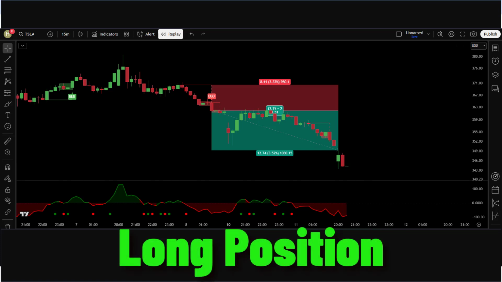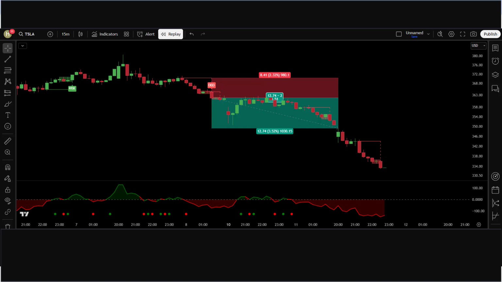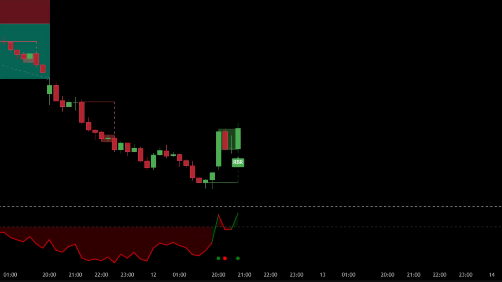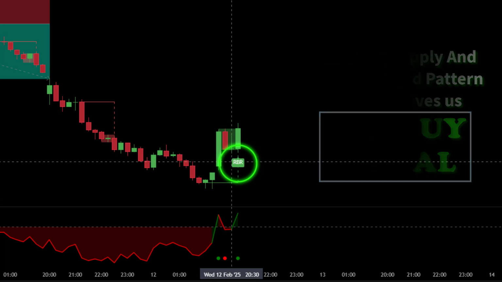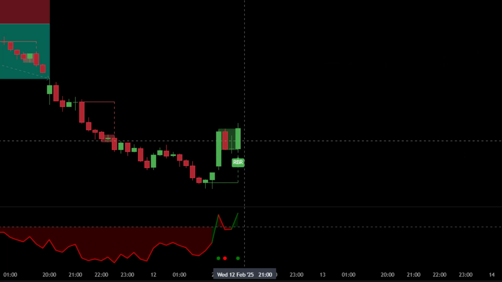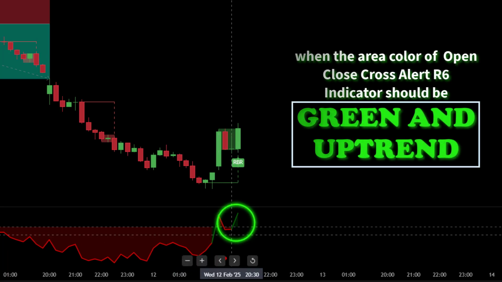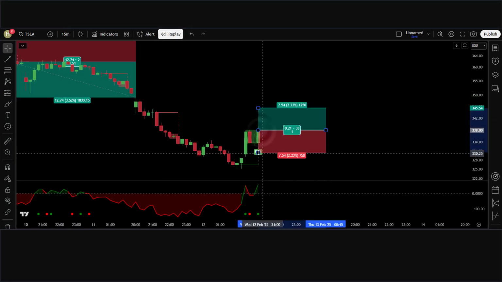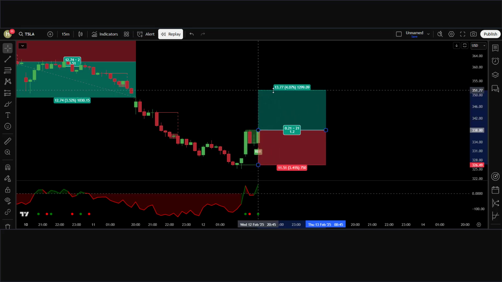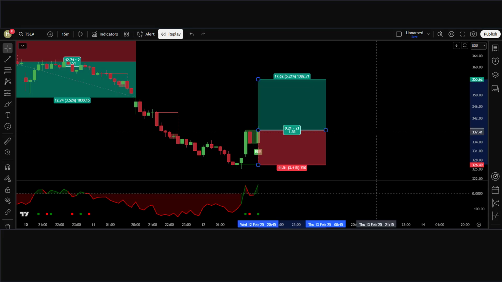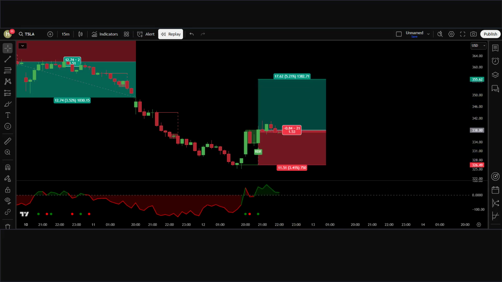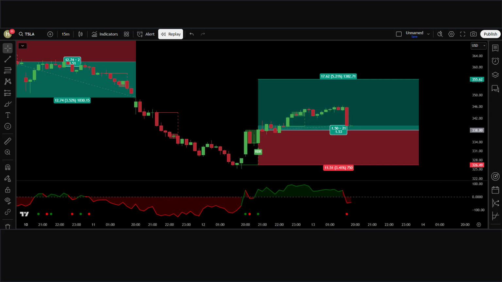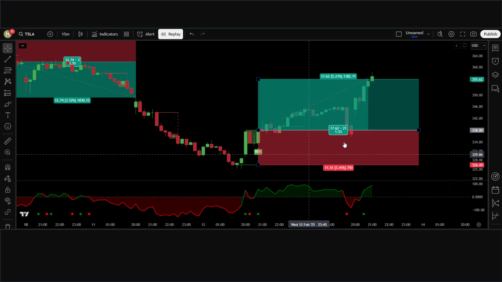Now let us understand long position. When the supply and demand based pattern indicator gives us RBR buy signal, when the market has formed a bullish candle, and when the area color of Open Close Cross Alert R6 indicator is green and uptrend, if this condition is fulfilled, then we will place a buy order. Our stop loss will be placed at the bull line of supply and demand indicator. And the risk to reward ratio will be 1:1.5. The market has completely hit the target.